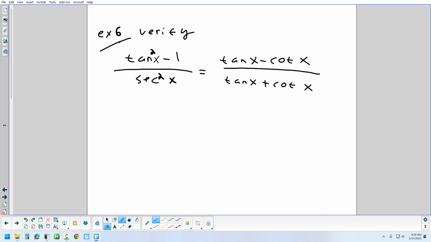All right, so we can pick what side we want to try to work with. Anybody have a thought of which side maybe looks more complex? You're right. I think the right side looks more complex. It's got 4 trig terms in it rather than just 2 on the left. All right, so let's try working with the right and see what we can do. Tangent x minus cotangent x divided by tangent x plus cotangent x.